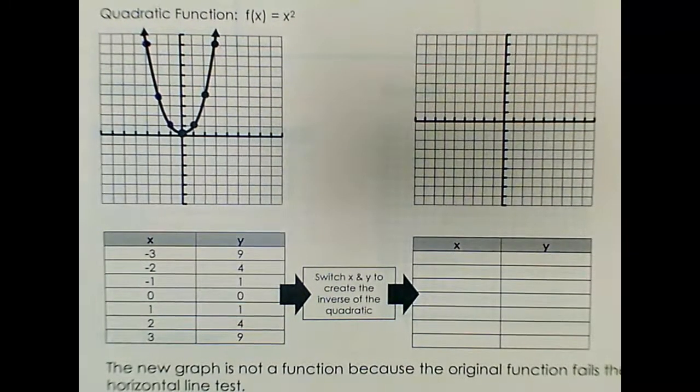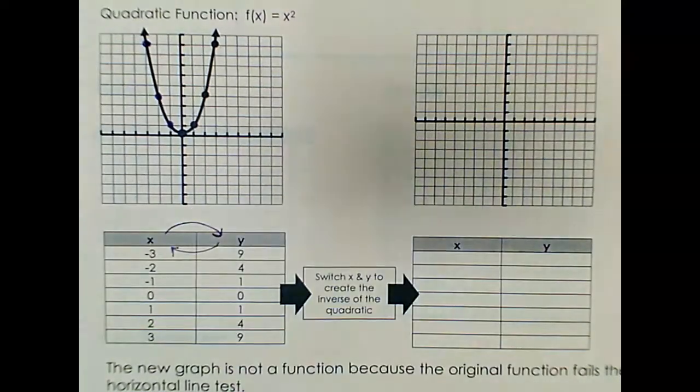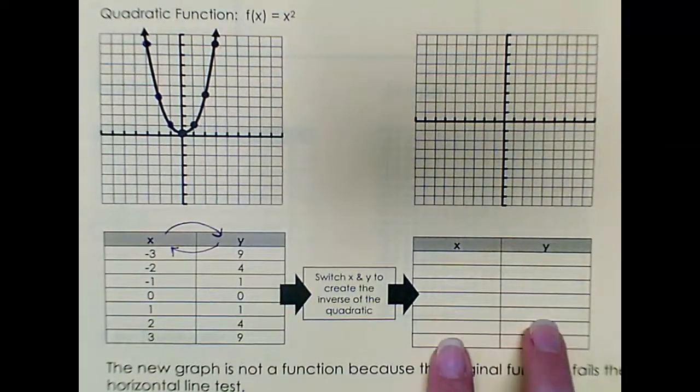So I'd like for you to take a moment, pause your video, and switch x and y to create the inverse of the quadratic parent function. Remember, in order to identify the inverse from a table, you just take your x and your y values and you switch them. So take a moment to fill in the table for the inverse. Pause your video.